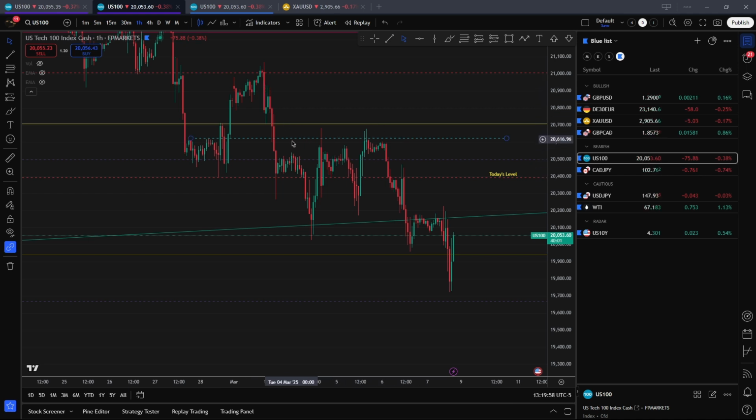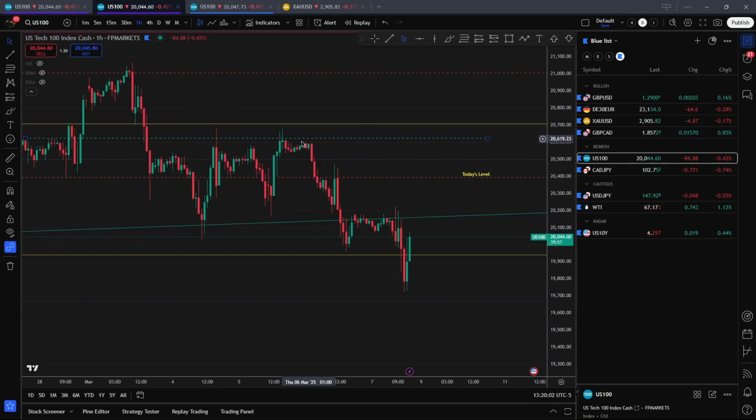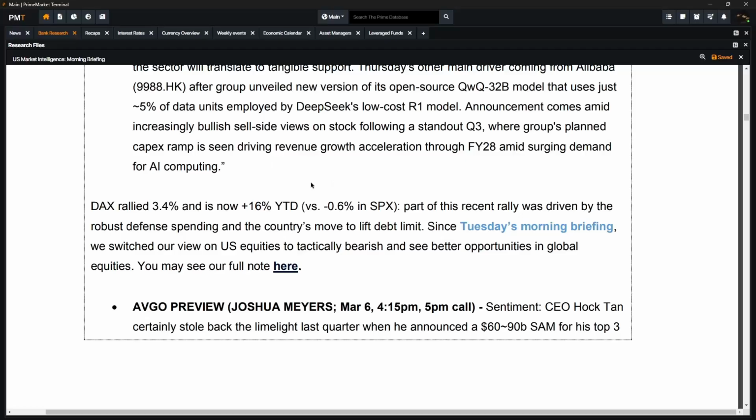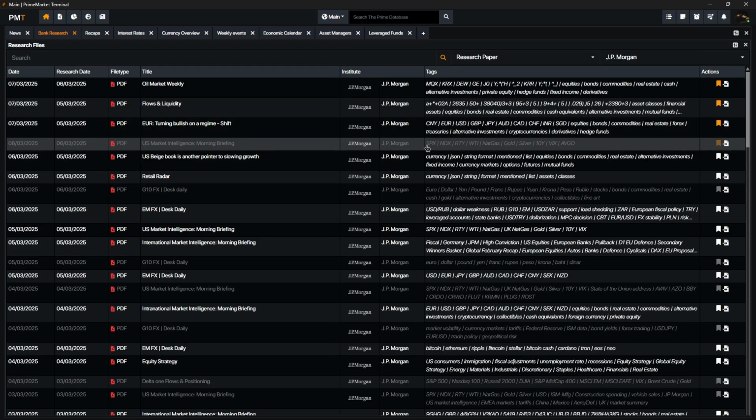So this level right here, this was a level that I actually sold this week and made some money. This was another level where I actually sold and made some money in the Nasdaq. So this is how I use bank research to generate trade ideas, and this is just from JP Morgan, right?